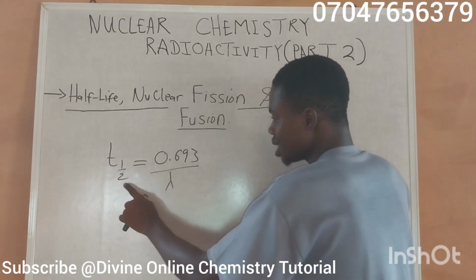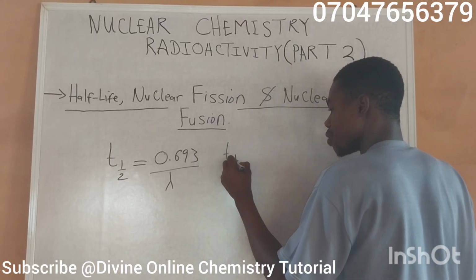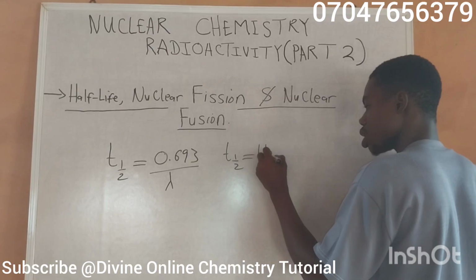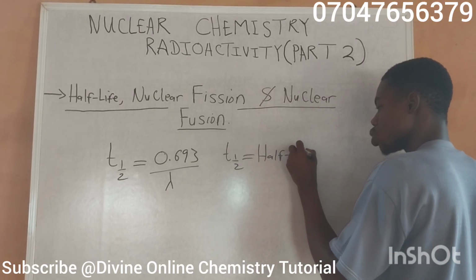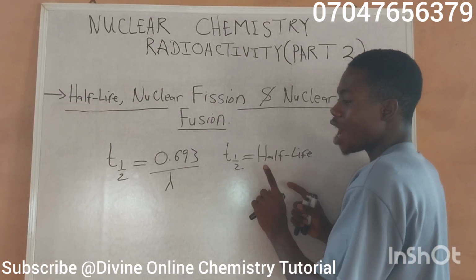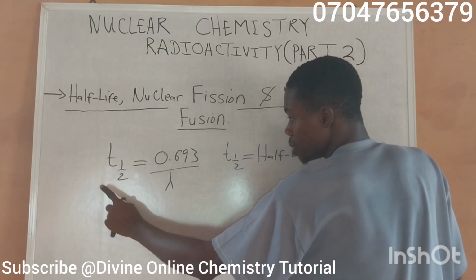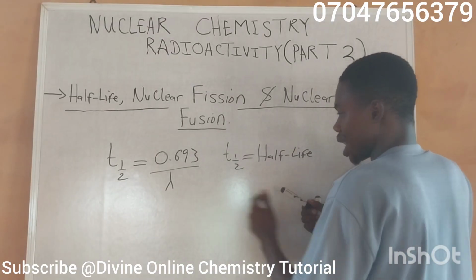Now in this formula, this T half is known as the half-life. Please take note that half-life is represented under radioactivity with this T half. Then what about this lambda?